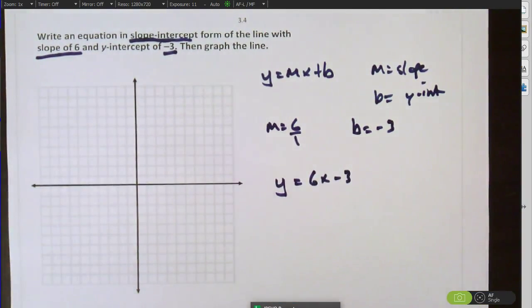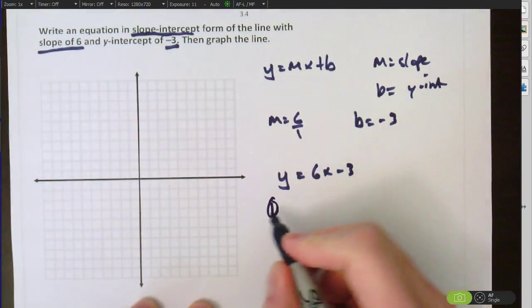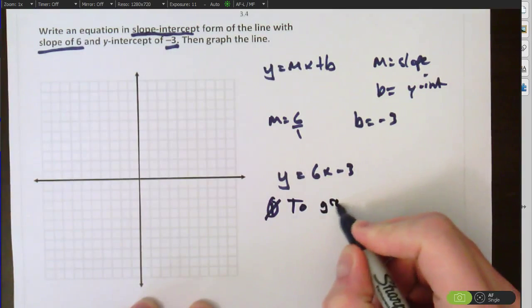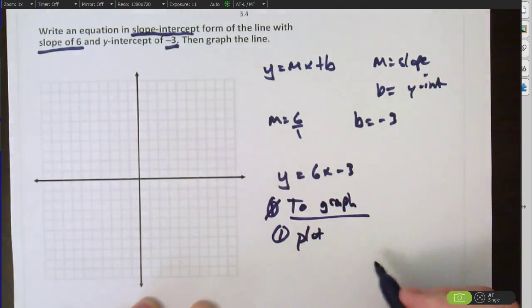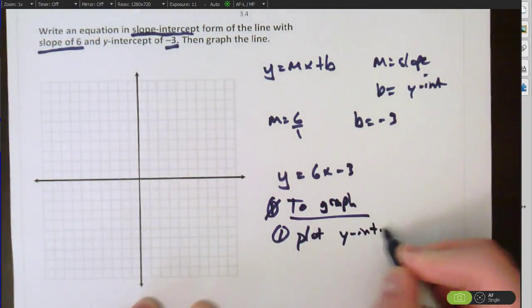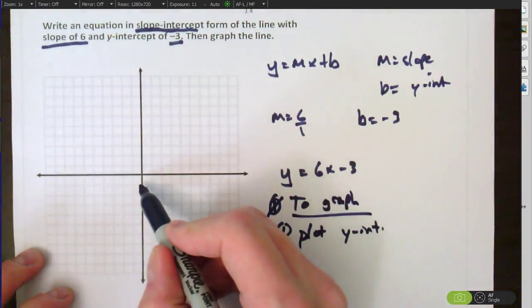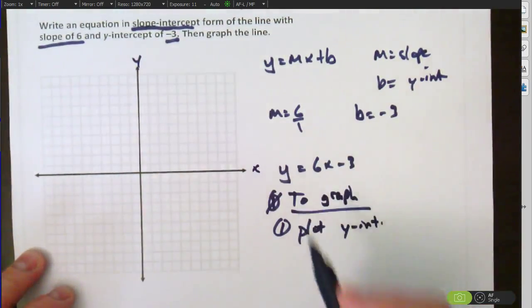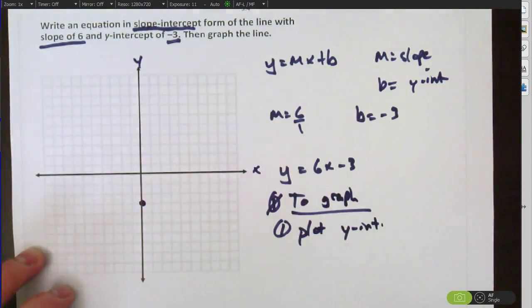Now if I'm going to graph this, I need to plot my two things here: my y-intercept first, and then my slope. So to graph a line, the first thing you do is plot a point. But in this case, we're going to plot the y-intercept. The y-intercept is at -3, so I'm going to go to the y-axis and go down. Again, this is y, this is x. So I'm going to go to -3 on the y-axis. 1, 2, 3, plot a point there.